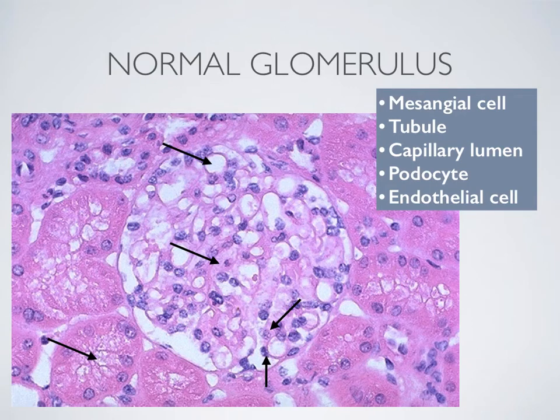Here's a normal glomerulus on histology. Now that we've talked about the different structural features, see if you can match up each of these terms with what you see in this slide. Every arrow will match with one of these terms. And you can work with your group or your neighbors.